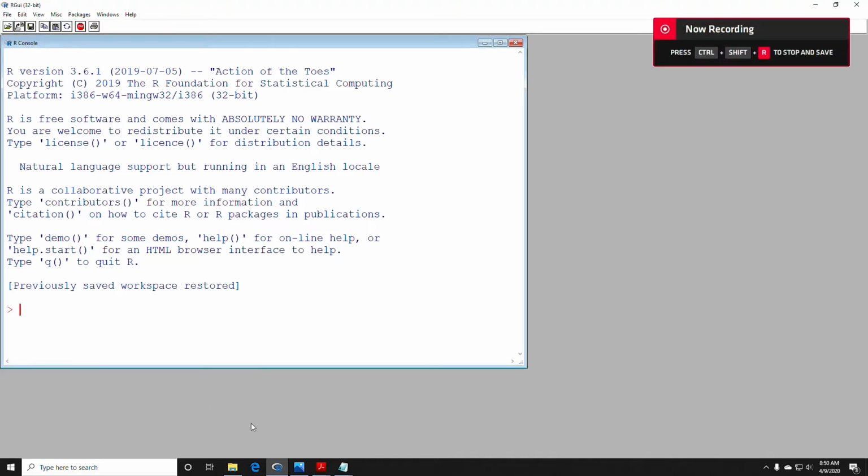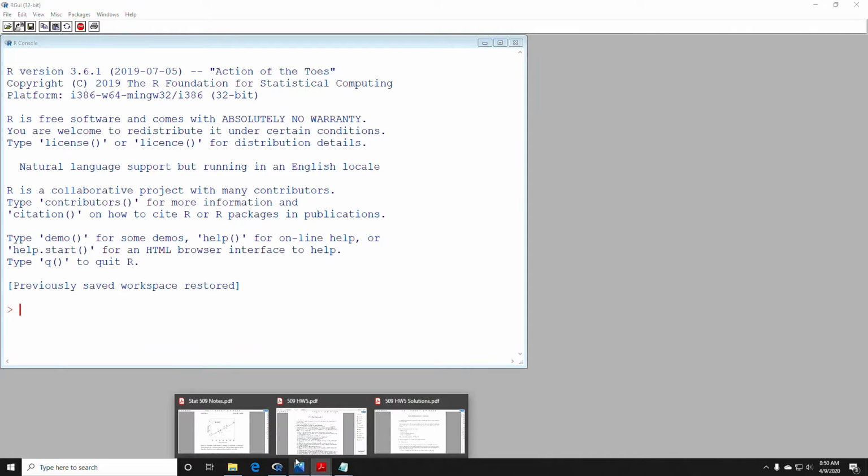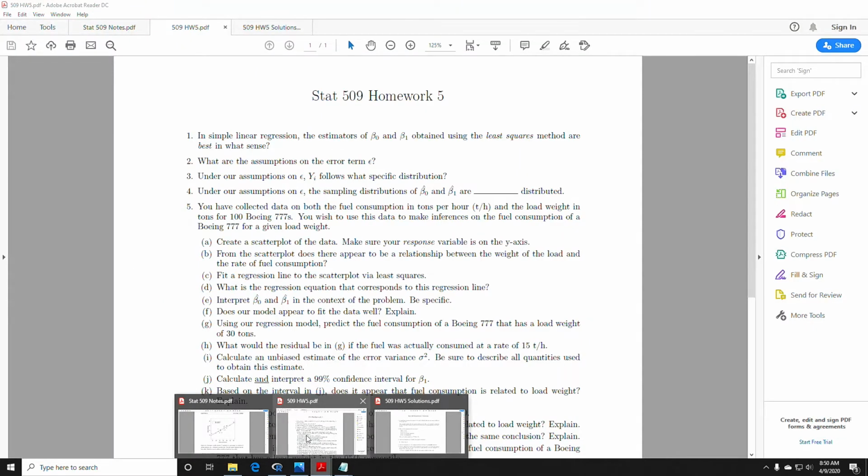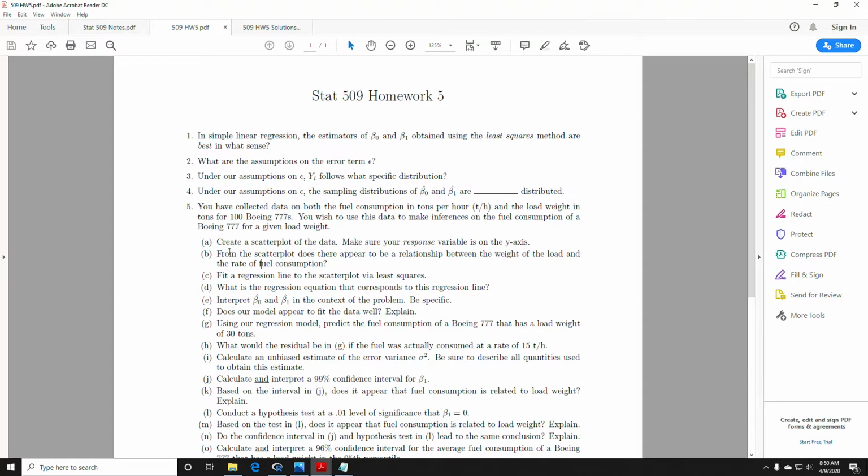Hello everyone. So we started talking about simple linear regression last time. And so today I want to start off by going through problem 5 of the homework. You should understand these, but there's really no need for me to go over them. Just look at the solutions.